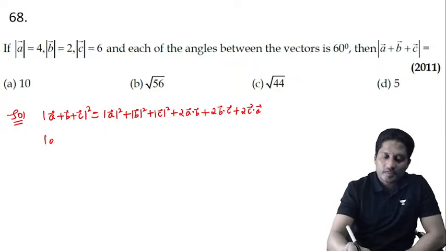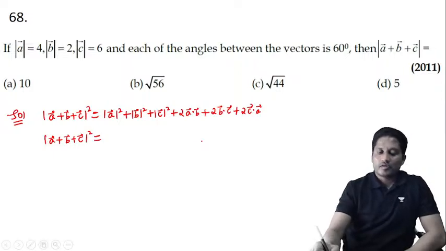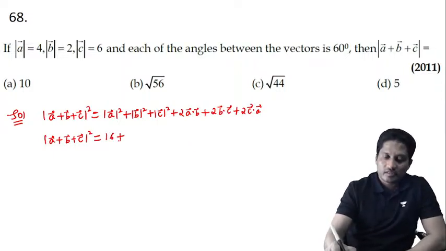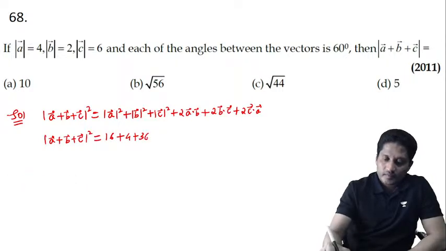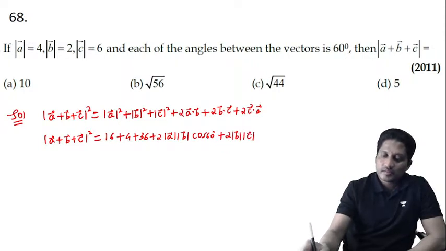So this is modulus of A plus B plus C the whole square is equal to modulus of A is 4, right? So this is 16 plus 4 plus 36, this is 36, plus 2 into a bracket. A dot B is mod A into mod B into cos theta, that is cos 60. This is again mod B into mod C into cos 60. Again mod C into mod A into cos 60.